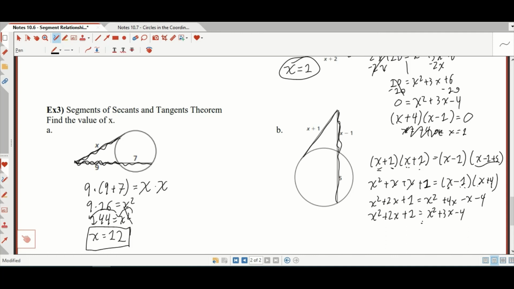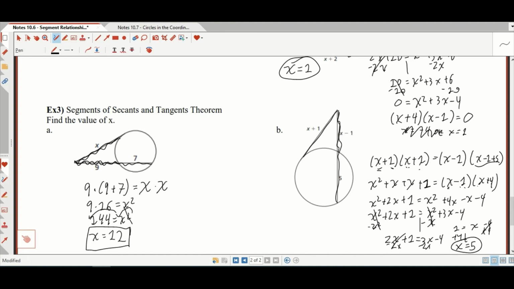Anyway, if we take away x squared from both sides, thankfully the x squared terms are gone, leaving me with 2x plus 1 equals 3x minus 4. So I'm going to subtract 2x from both sides, giving me 1 equals x minus 4. Add 4 to both sides, and hey presto, you get x equals 5 again.